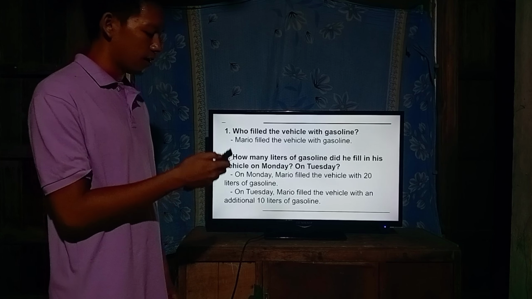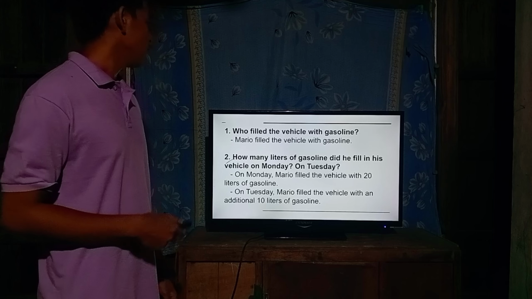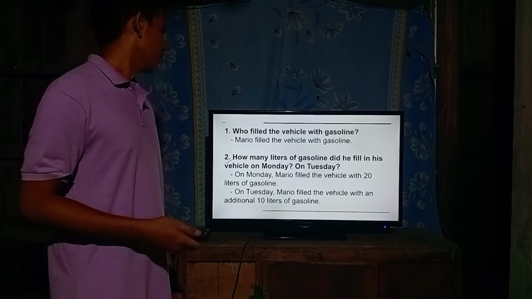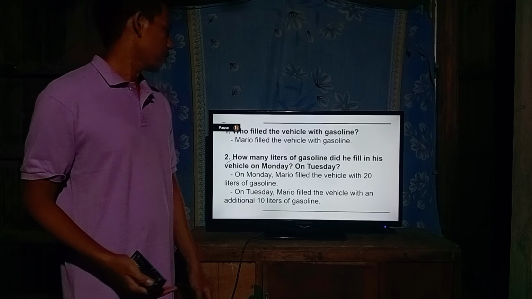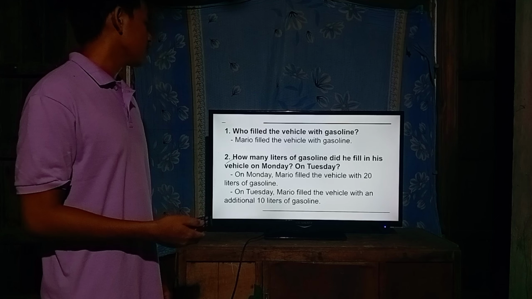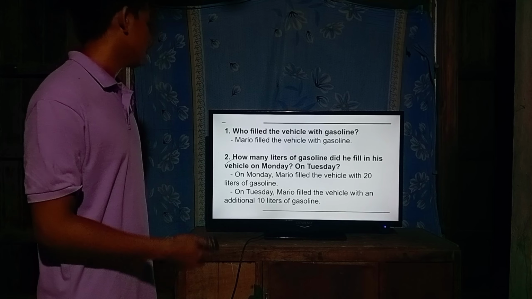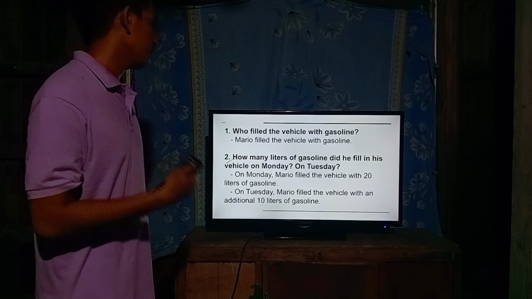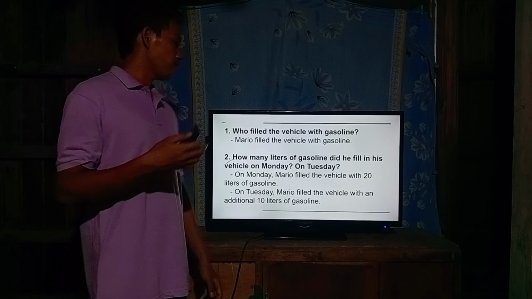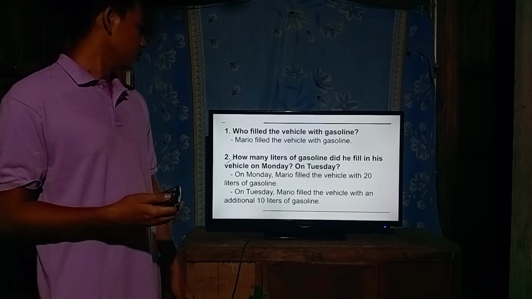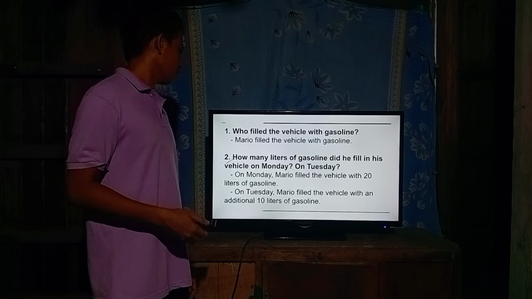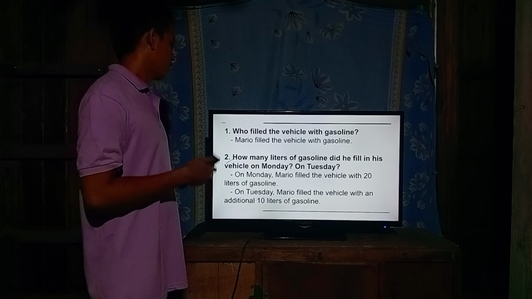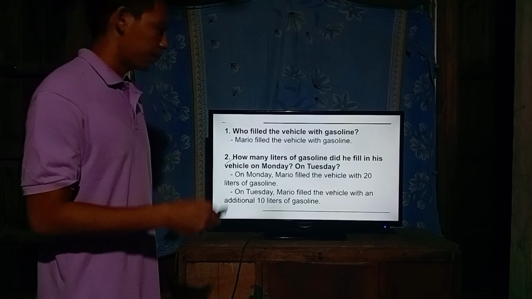So these are the questions. First, who filled the vehicle with gasoline? Of course, it is Mario. Mario filled the vehicle with gasoline. Then, how many liters of gasoline did he fill in his vehicle on Monday and on Tuesday? So on Monday, Mario filled the vehicle with 20 liters of gasoline. And on Tuesday, Mario filled the vehicle with an additional 10 liters of gasoline.